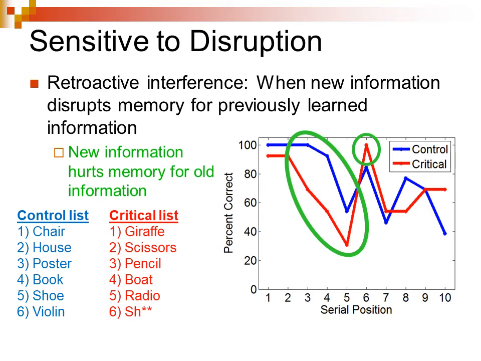So what we're demonstrating here is retroactive interference. The curse word disrupts people's memories for the previously learned items on the list. So the curse word hurts people's ability to remember the items in position 3, 4, and 5 in the critical list compared to their memory to remember the items in positions 3, 4, and 5 in the control list.